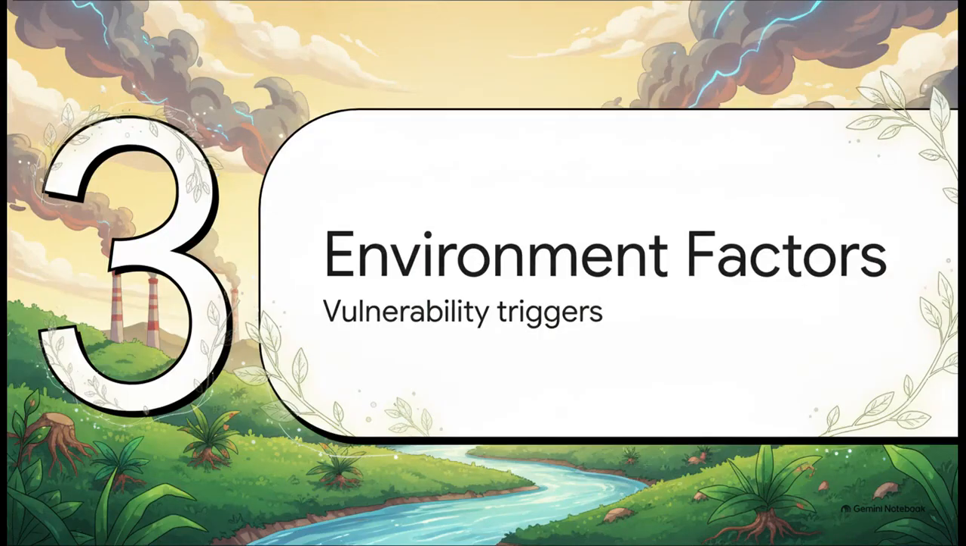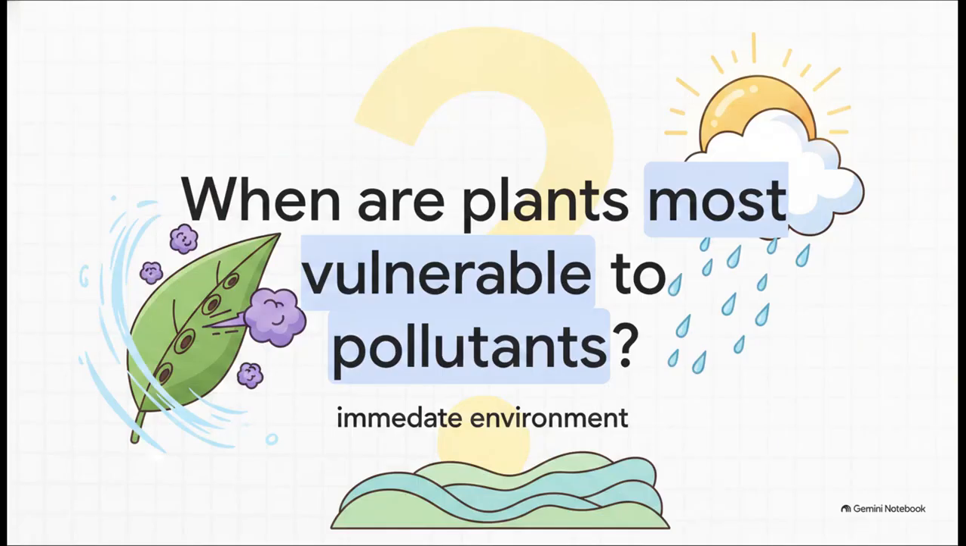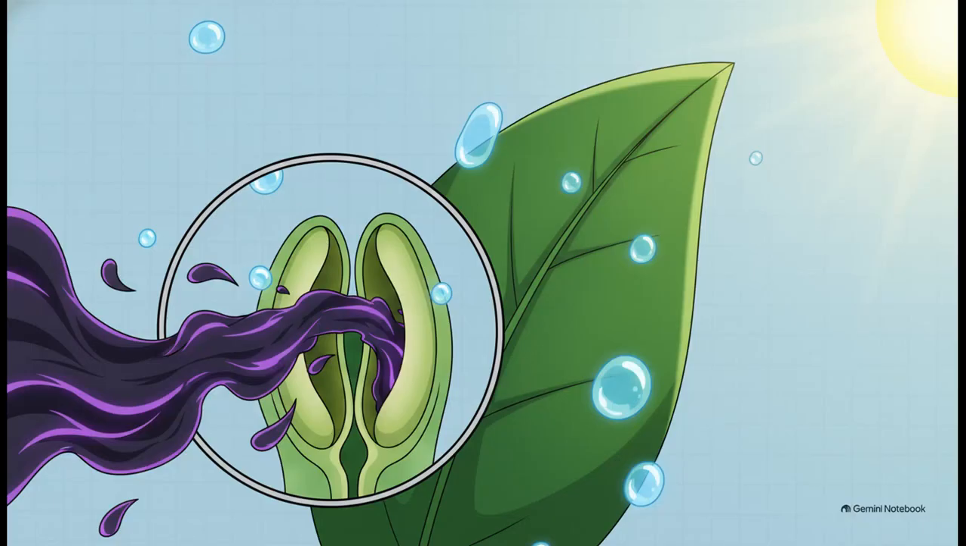Section 3. Environmental factors. And what triggers plant vulnerability? Knowing that pollutants enter through those microscopic stomata, it naturally begs the question, when are plants actually most vulnerable to absorbing these harmful chemicals? It's not a constant state at all. It fluctuates dramatically based on the weather and the plant's immediate environment. The degree to which stomata open dictates how much gas they absorb, and herein lies a massive biological paradox. The exact conditions that maximize the absorption of carbon dioxide for healthy photosynthesis are the very same conditions that predispose the plant to maximum injury from pollution.